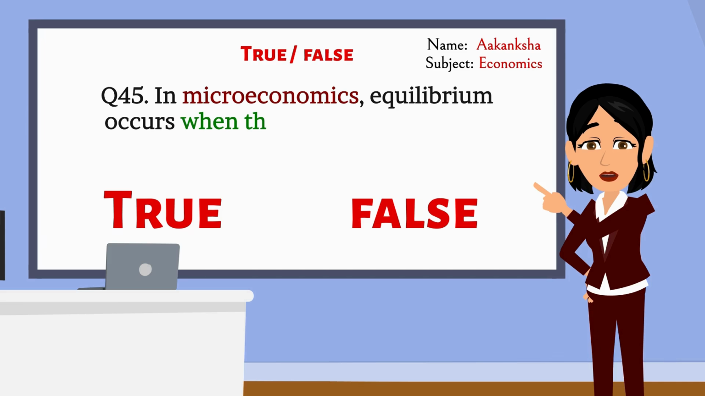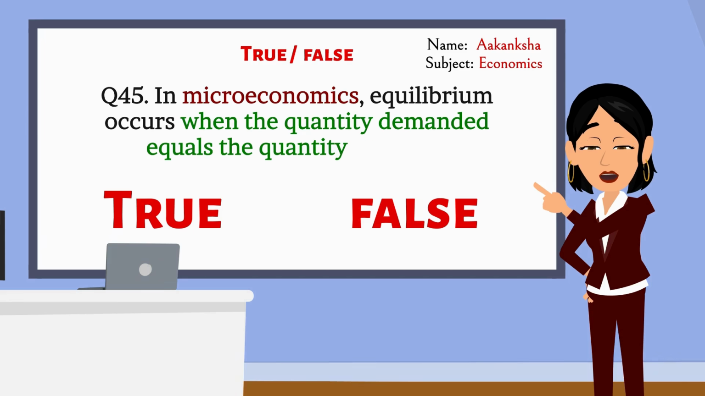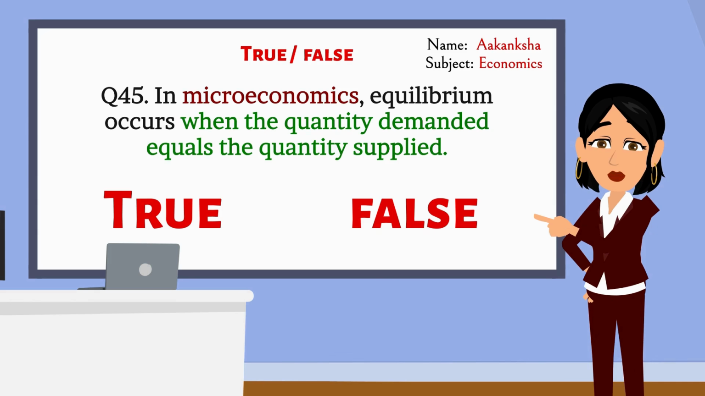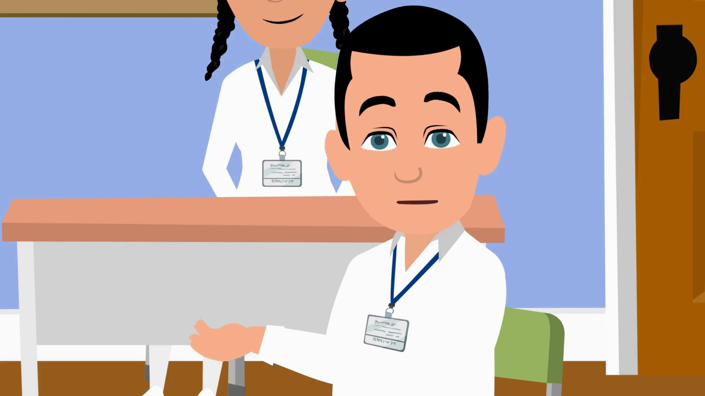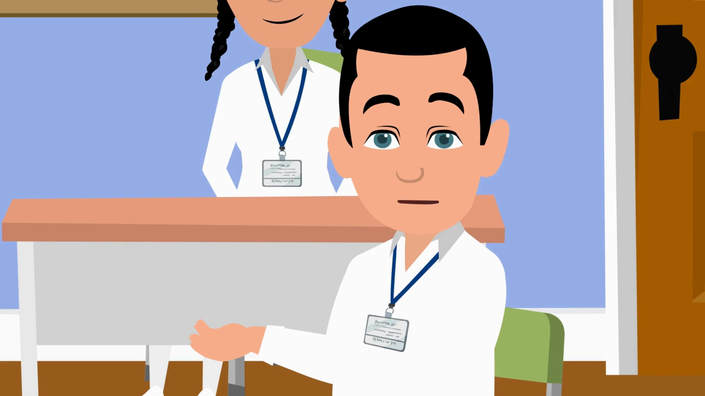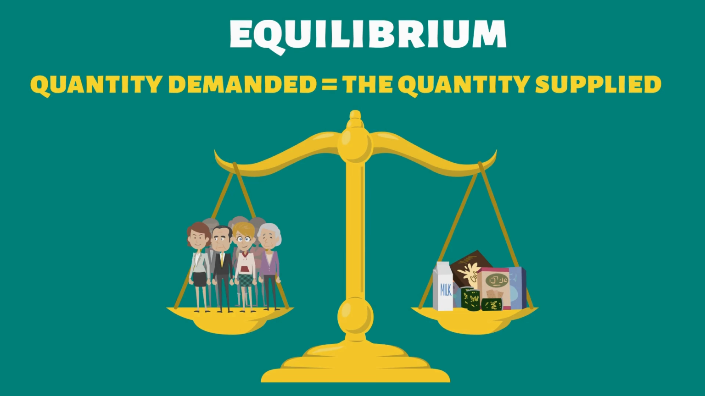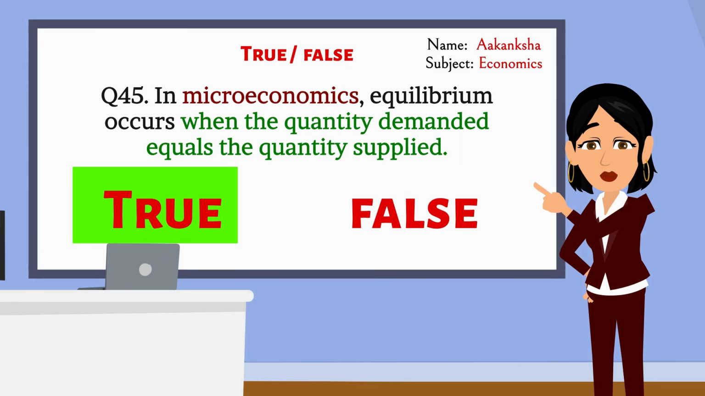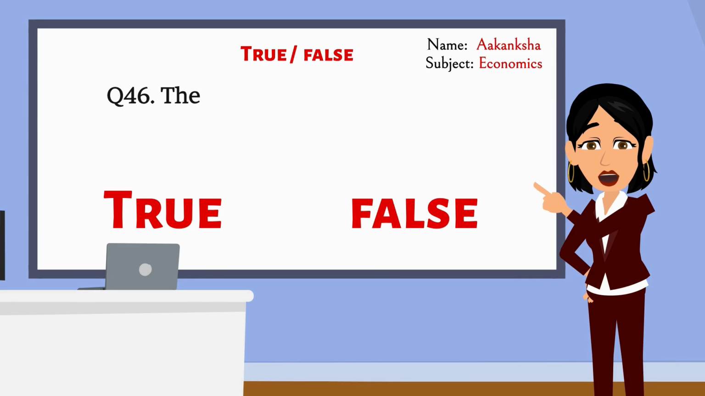In microeconomics, equilibrium occurs when the quantity demanded equals the quantity supplied. True or false? It's a true statement, ma'am. That's right. Why is it true? At equilibrium, the market clears, meaning there's no surplus or shortage, and supply meets demand. Good explanation, Ansh. Question 46.